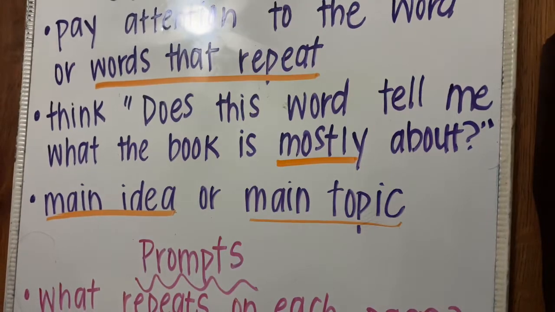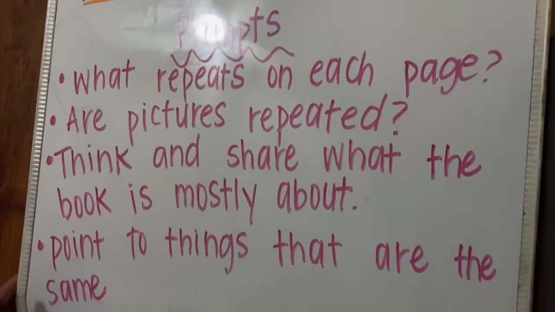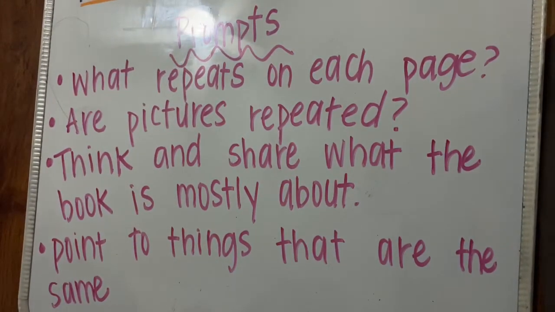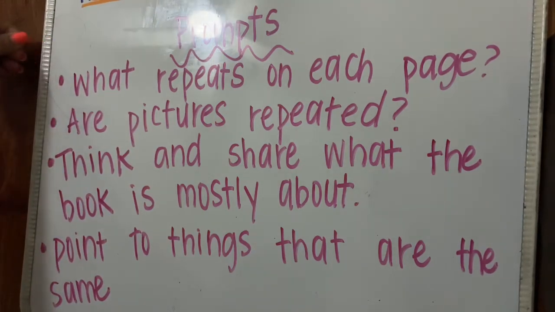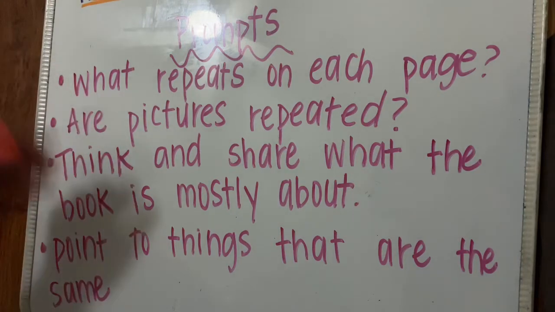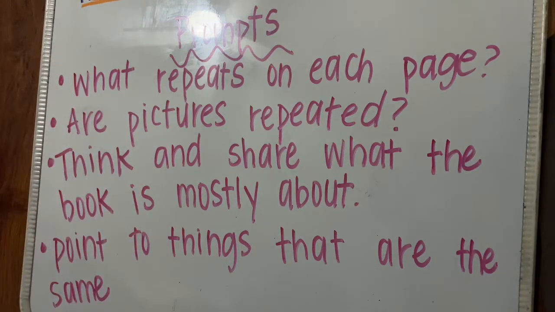And I also have some prompts, some questions and directions that could possibly help you when you're trying to find things that repeat. So the first one is a question that you can ask yourself. What repeats on each page? What word do I see over and over again? The second thing that you could ask yourself is, are pictures repeated? You could use the pictures in your story to help you. So if you have the same picture or the same topic of a picture over and over again, then it's probably likely that might be something important. That might be what your book is mostly about.